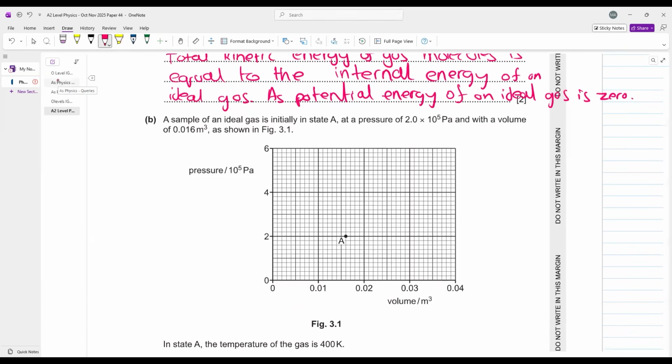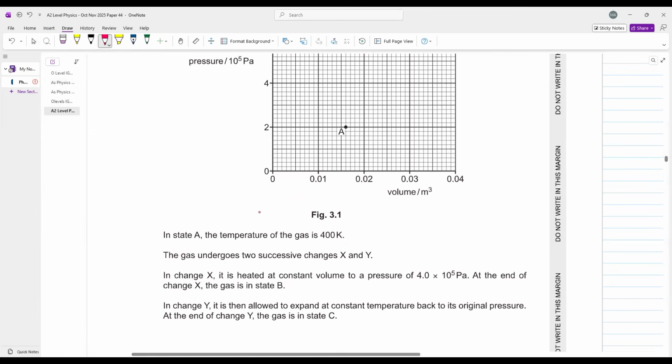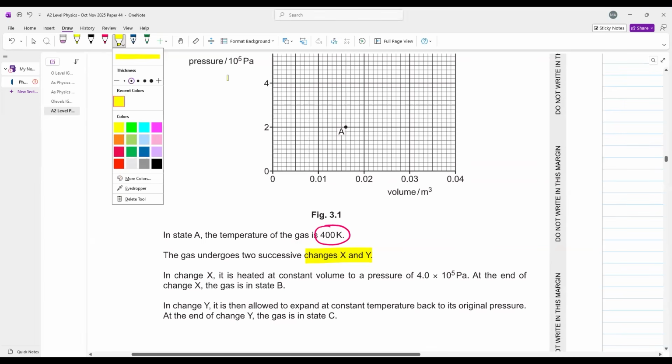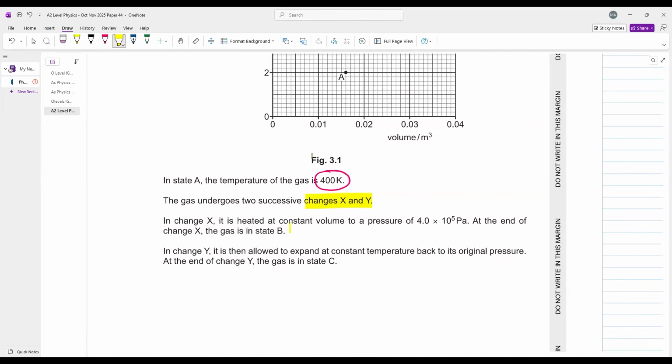A sample of ideal gas is initially at a pressure of 2 into 10 raised to the power 5 and at a volume of 0.016. Pressure or volume आपको given है. In state A, the gas is at a temperature of 400 Kelvin. सही है भाई, state A में आपकी गैस क्या है? 400 Kelvin पे. ठीक है. The gas undergoes two successive changes x, y. In change x, the gas is heated at constant volume. Always remember, whenever the gas is heated at constant volume, pressure becomes directly proportional to temperature.